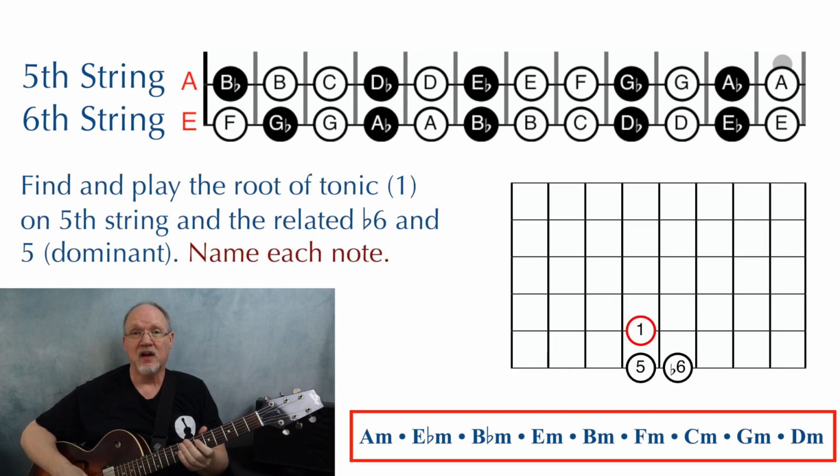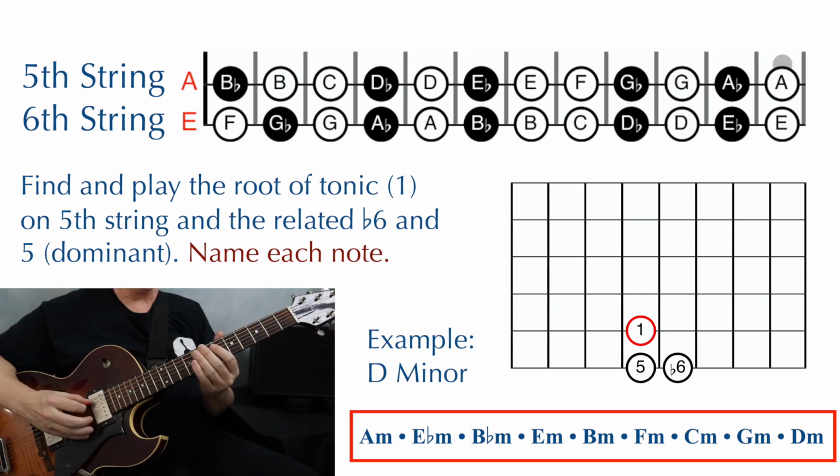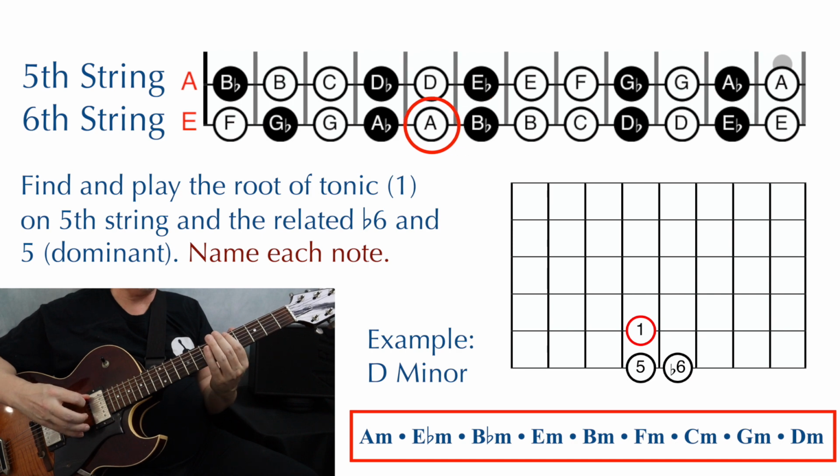First, pick a key. This time we'll pick the key of D minor. And then find and play the root of your tonic, or your 1, and your flat 6 and your 5 in relation to each other. So there's our 1, it's that D, flat 6, 5, and 1. And name your notes. So D, B flat, A, and D.